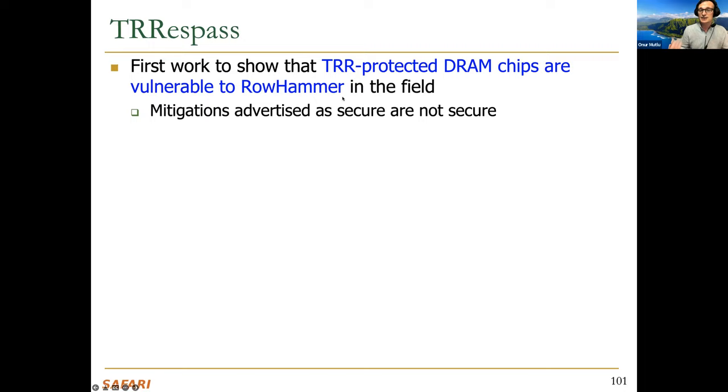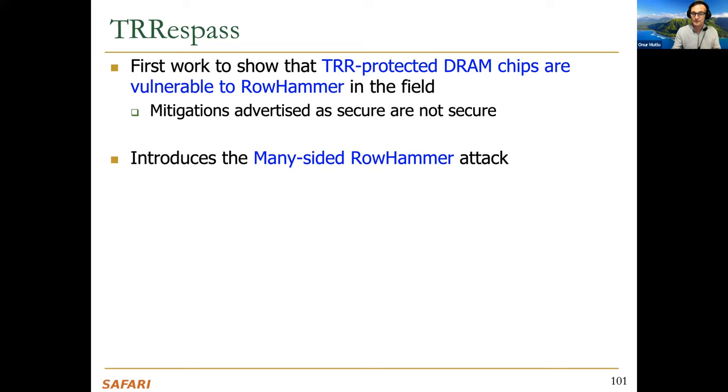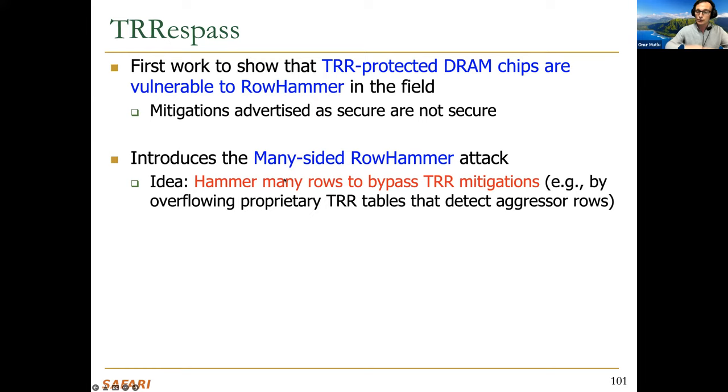Existing chips that are TRR protected or claimed to be protected are still vulnerable to RowHammer in the field. Mitigations advertised as secure are not secure because you can reverse engineer things basically, enough to cause bit flips. And we basically introduced a many-sided RowHammer attack. And the idea here at a high level is to hammer many rows so that you can confuse the internal mitigations that try to detect aggressor rows.